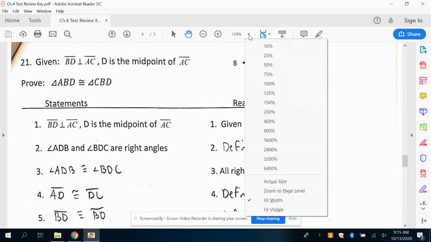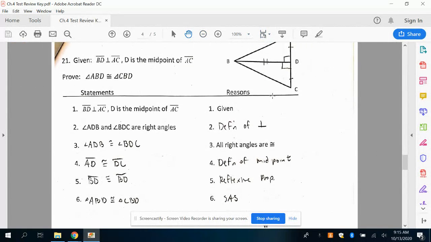Let me zoom out here a little bit. This is a little, oops. There we go.